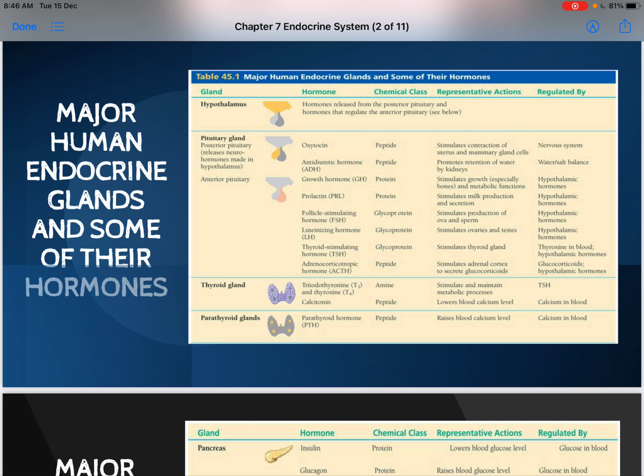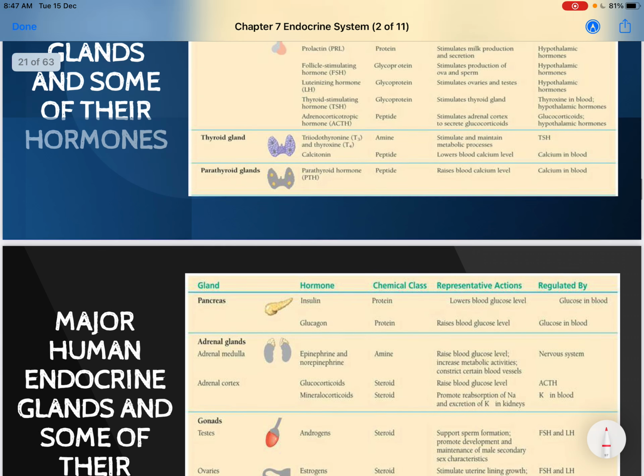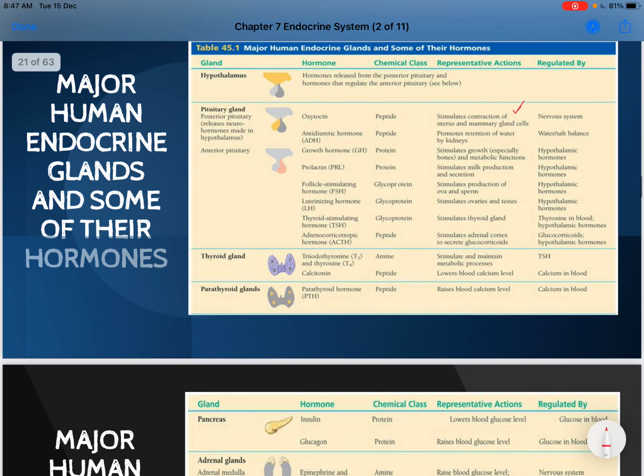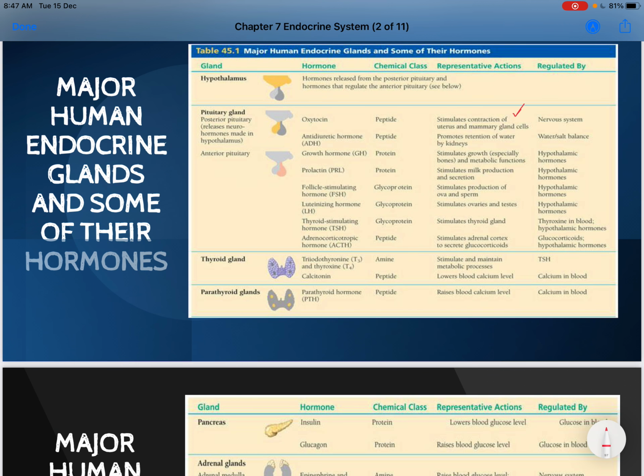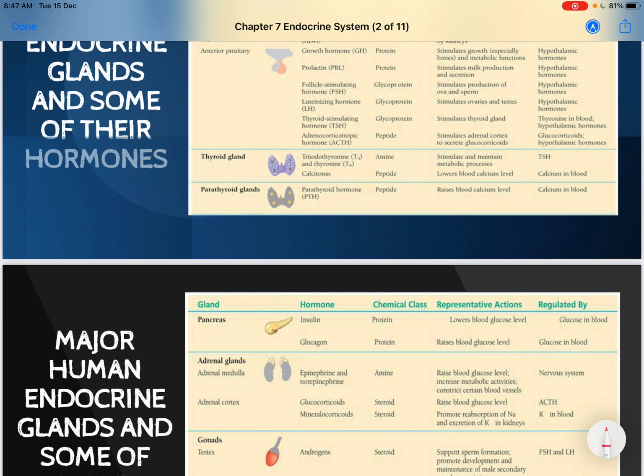So for this diagram, I think you can read by yourself. Just highlight the glands, the hormones they release, and the actions taken by each gland. I hope you can read this by yourself from the lecture notes given. Same goes with this. This is a continuation of the major human endocrine glands and some of their hormones. These are very important for you to remember. Please remember some of the major hormones, for example, oxytocin, and the hormones secreted by the thyroid gland and pancreas.